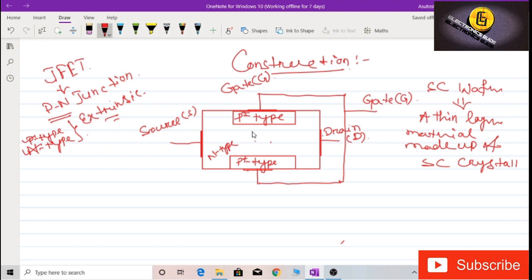The area in between the two gates is known as the channel. That is the pathway from source to drain. As the channel is made up of N-type semiconductor, the name of the channel is N-channel, and the whole device is known as N-channel JFET.